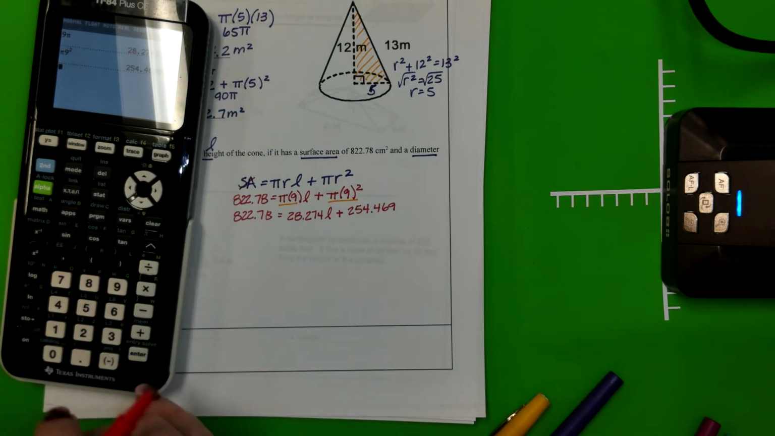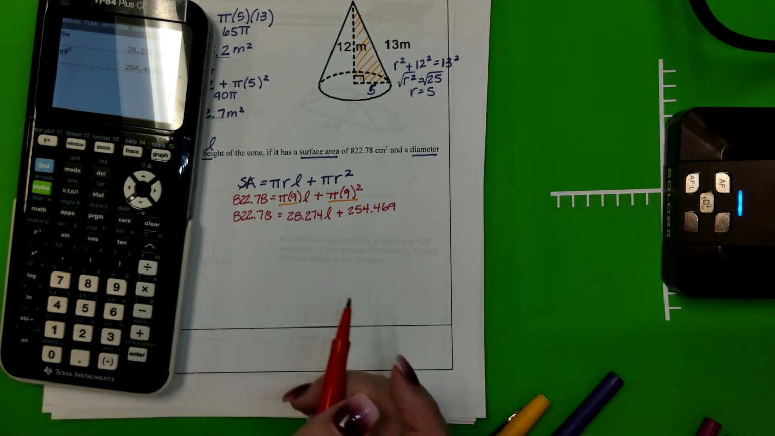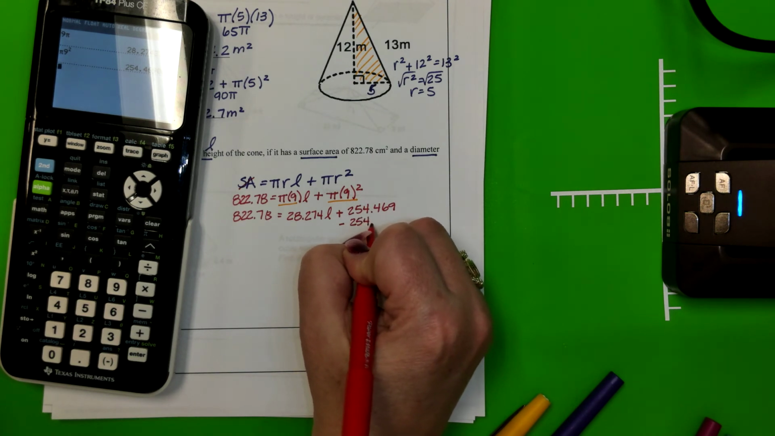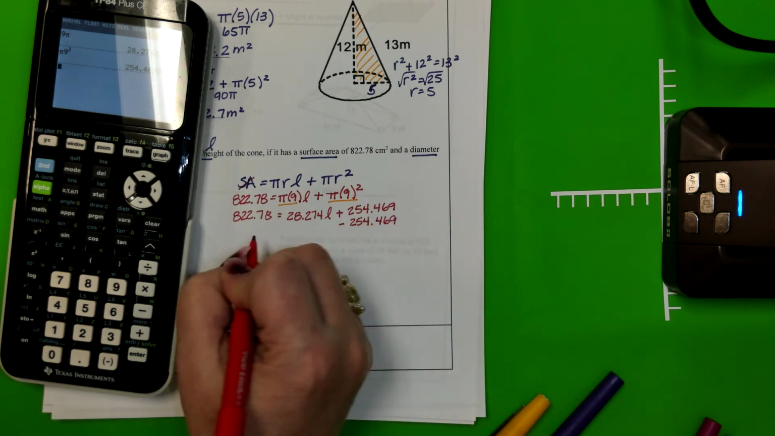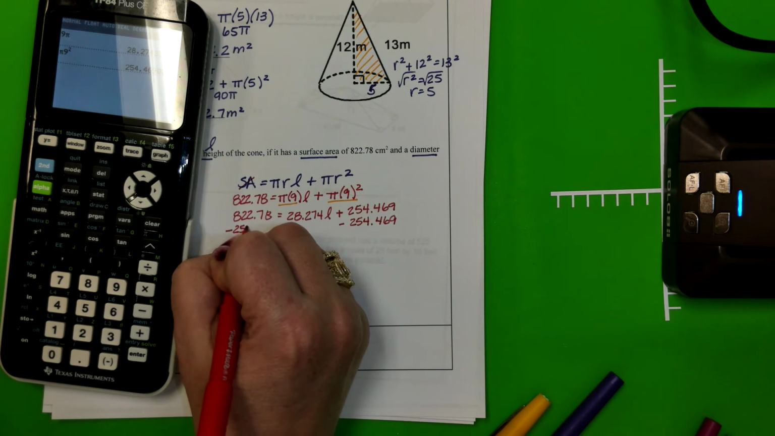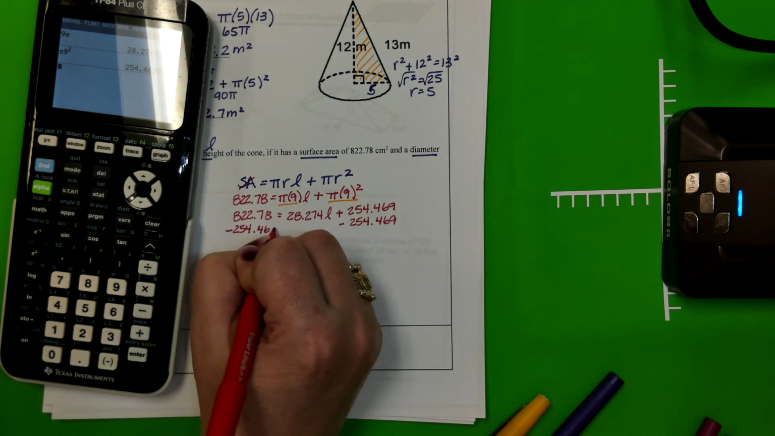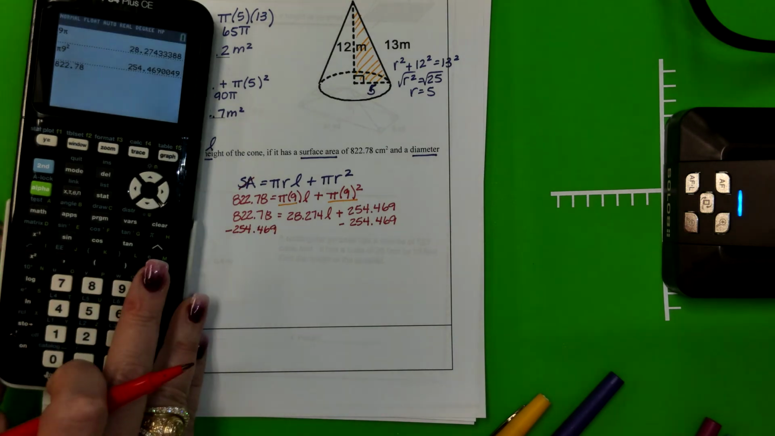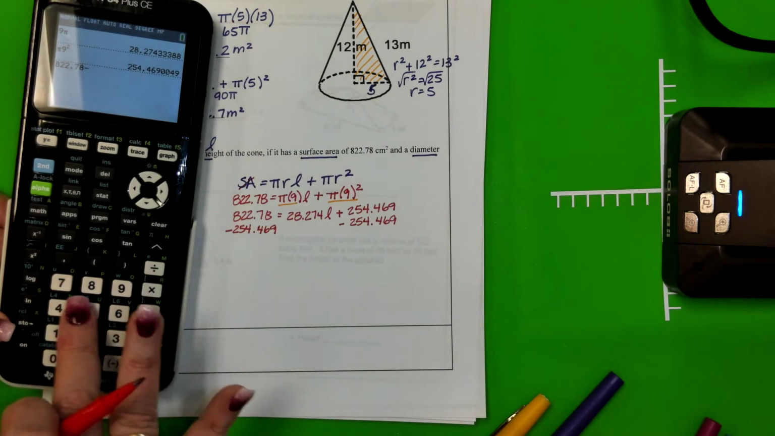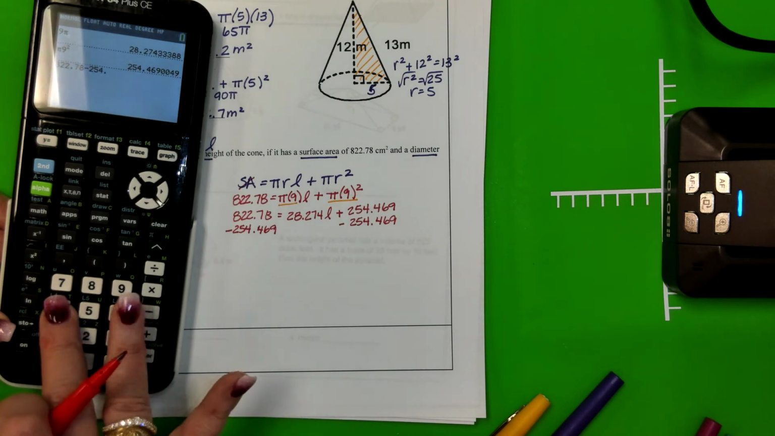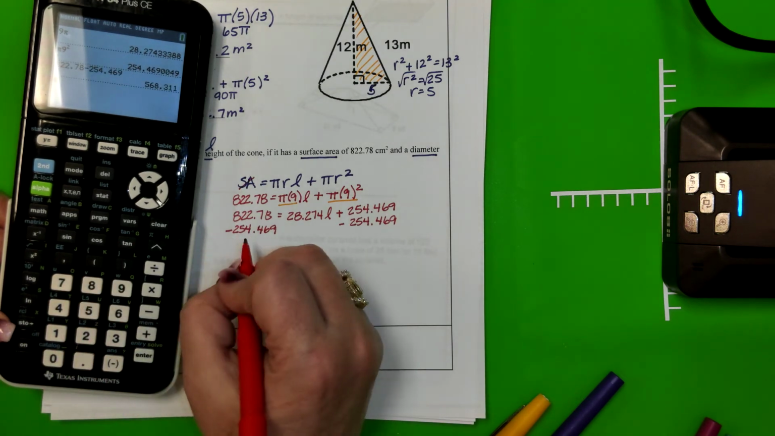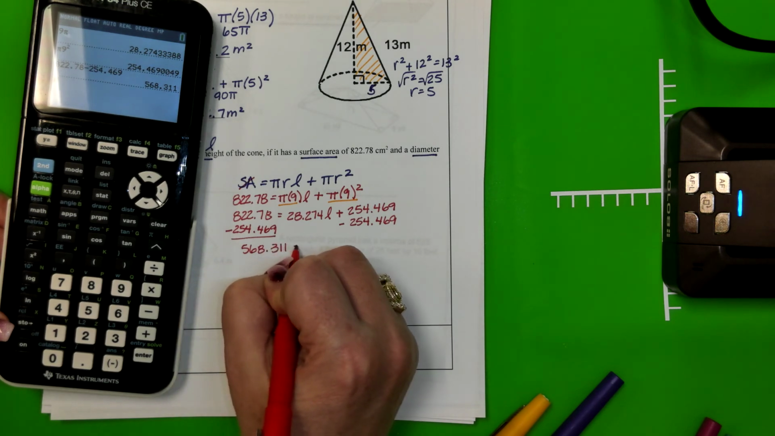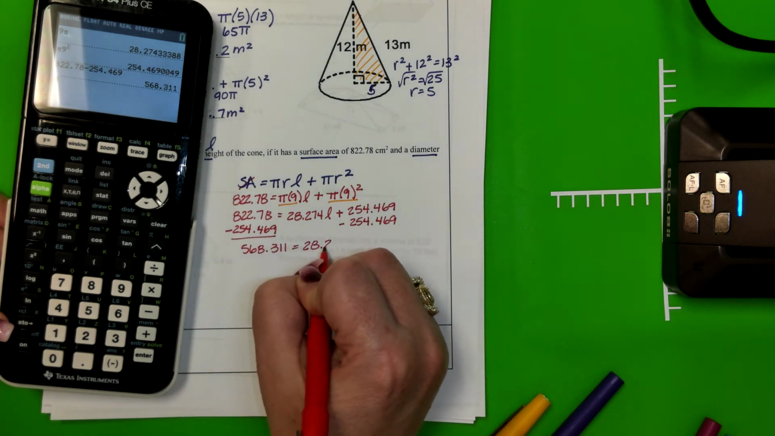Okay, again, don't let the math throw you off. This is still just a regular old solving equation. So I'm going to subtract 254. Remember, my goal is to get the L by itself. So I got to move everybody else out of the way before I can do that. So 822.78 minus 254.469. That's 568.311, and you can shortcut this however much you're comfortable.